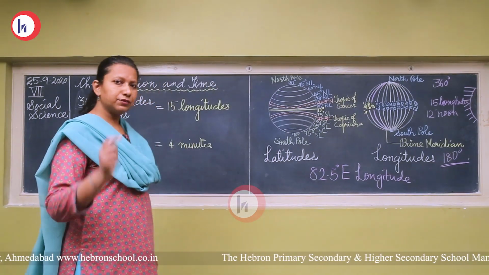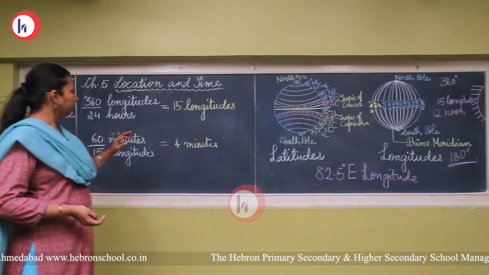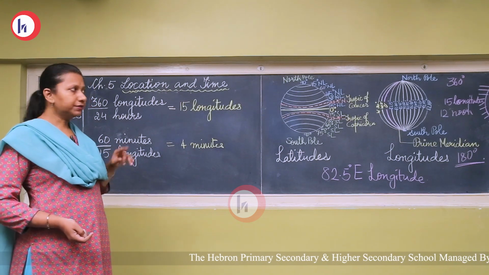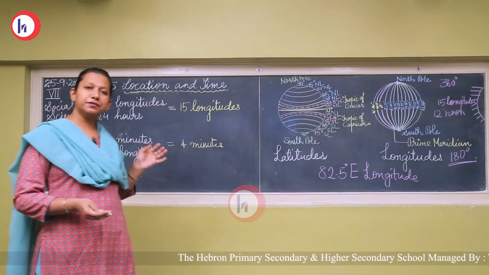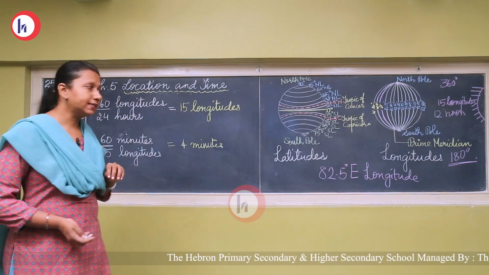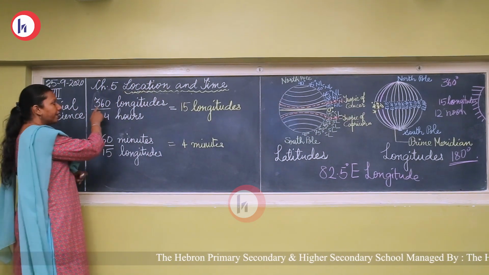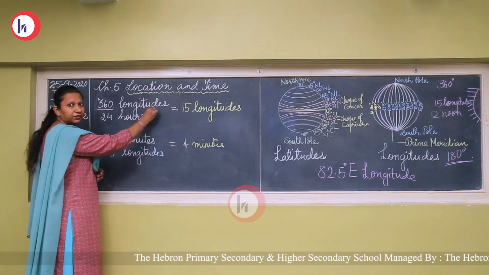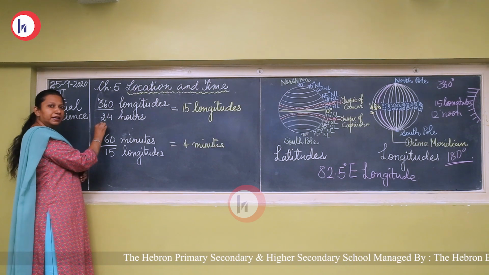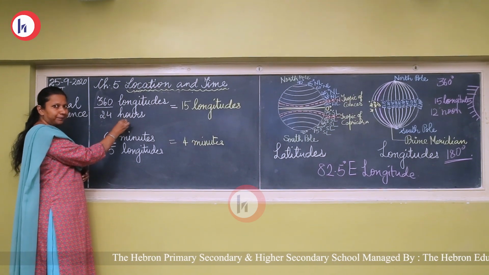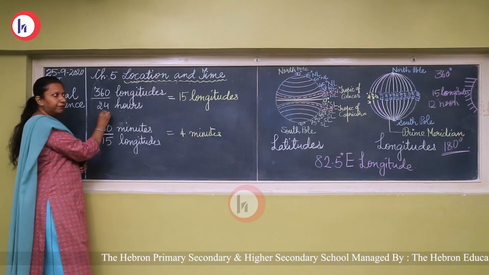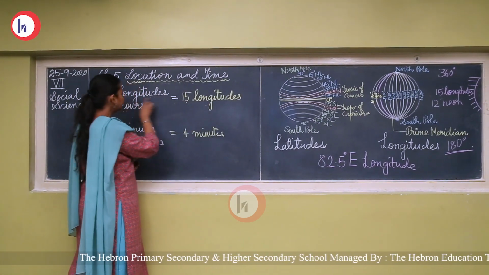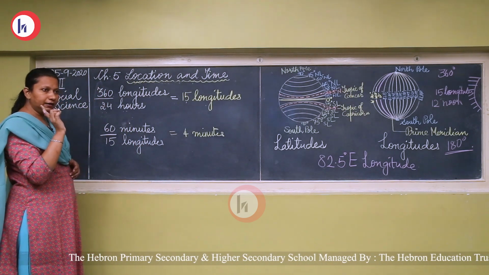Now, before I end, I just want to show you the calculation of how 15 longitudes pass in 1 hour in front of the sun and why there is a difference of 4 minutes between two adjacent longitudes. Now, see students, there are a total of 360 longitudes. If we divide it by 24 hours, that is 1 day, 360 divided by 24 will give you 15. So, 15 longitudes pass through the sun in 1 hour.